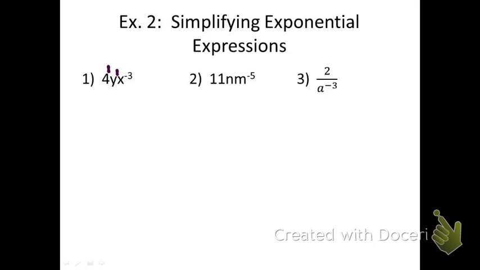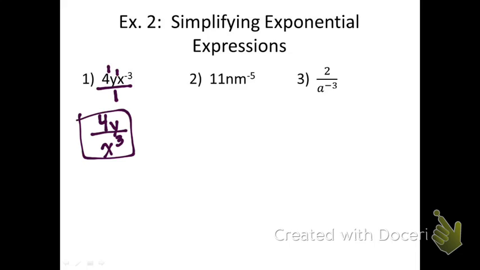So basically, we need to start off by realizing that this could be made a fraction by putting it over 1. The 4 and the y could stay in the numerator, so it's 4y. The x, however, needs to be brought down to the denominator, and you get 4y over x to the third power.